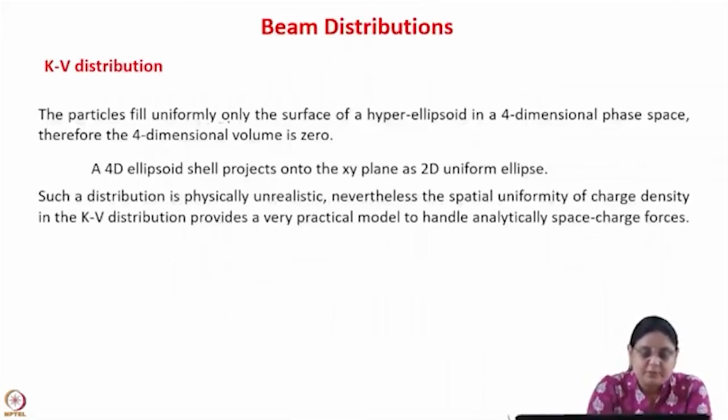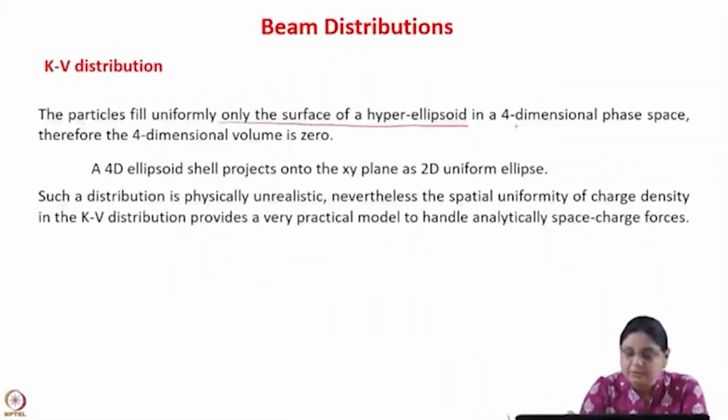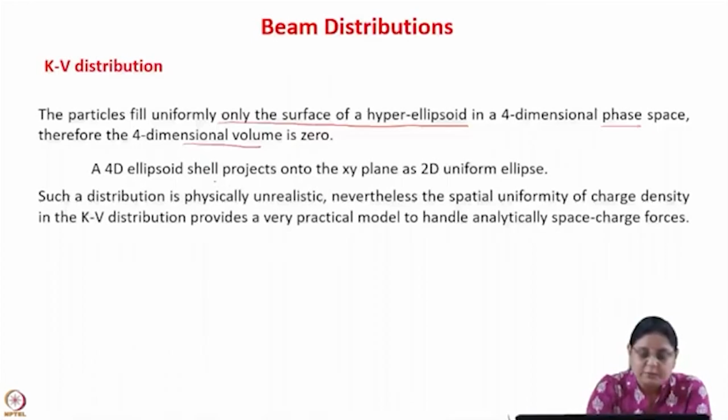So the particles fill uniformly only the surface of the hyperellipsoid in four-dimensional phase space. Therefore the four-dimensional volume is 0. You can imagine it's like a balloon or a ball with the particles lying only on the surface of the ball or balloon. So it's like a 4D ellipsoid which is like a shell. The particles of the beam lie only on the surface of the ellipsoid. So the 4D ellipsoid shell projects into the xy plane as a 2D uniform ellipse.